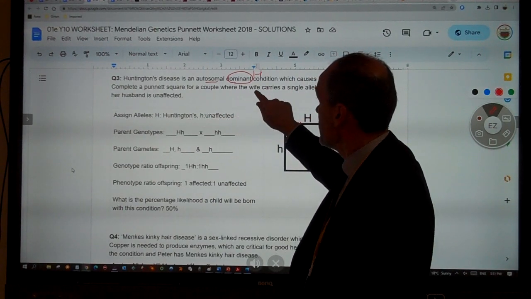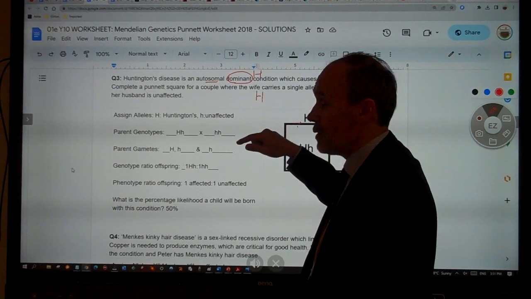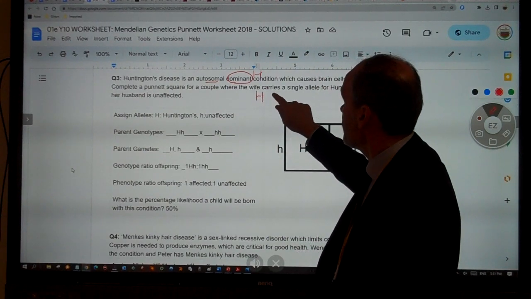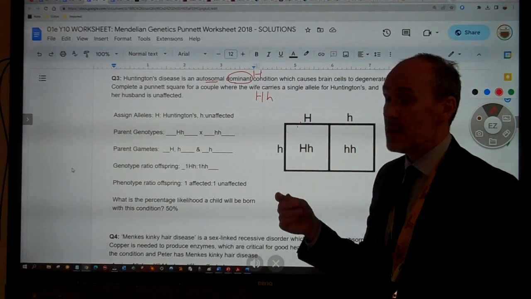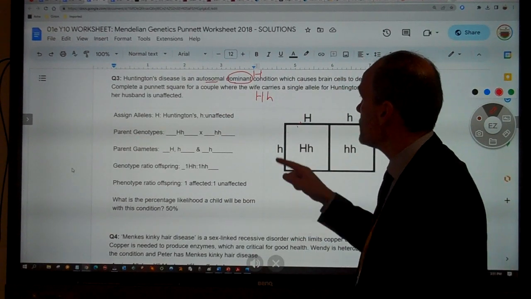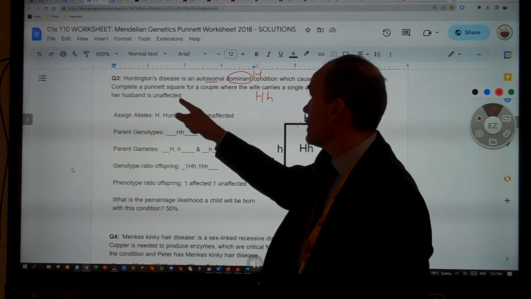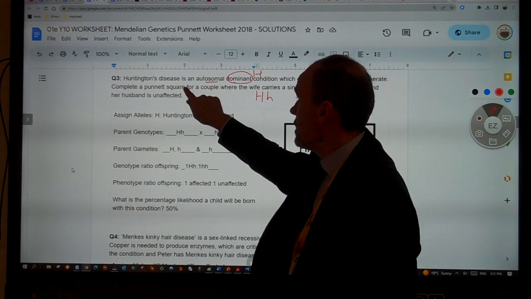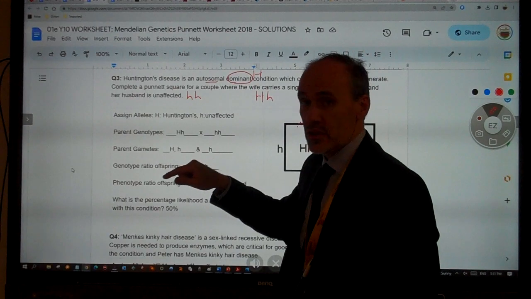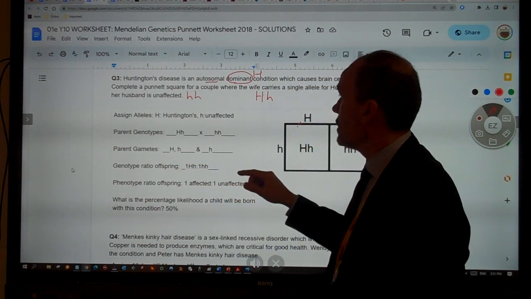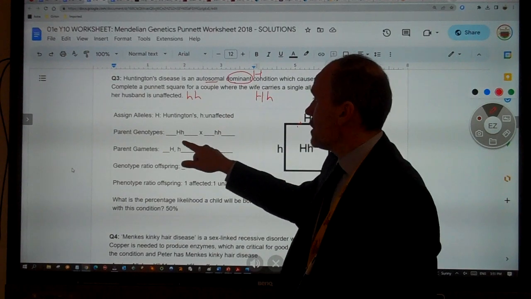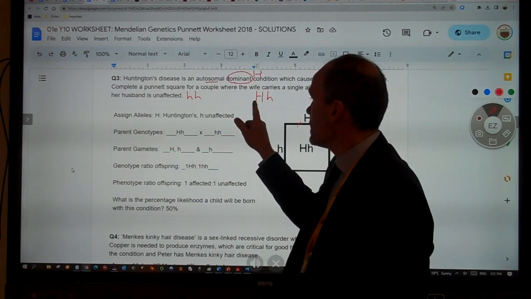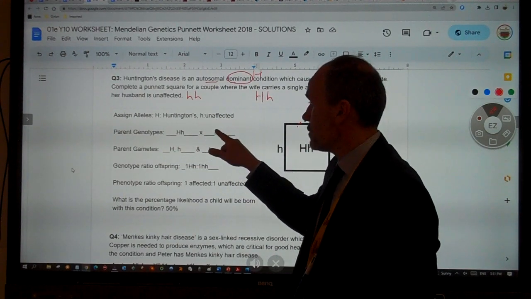If she's got that big H, she has the condition. And it's indicating because it's single, she must be a heterozygote. And her husband is unaffected. Now, if he's unaffected and it's a dominant condition, he must have little h. Has to have. So now we've got our alleles, big H for Huntington's, little h for unaffected. The parent genotypes, big H, little h, and little h, as we said.